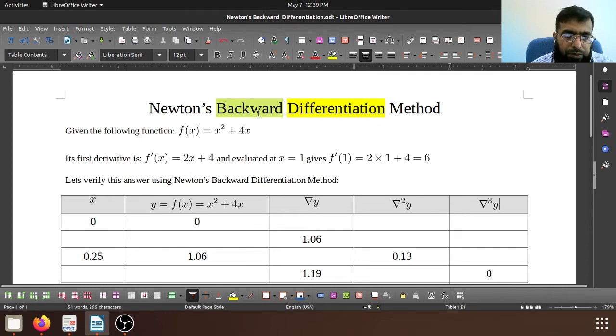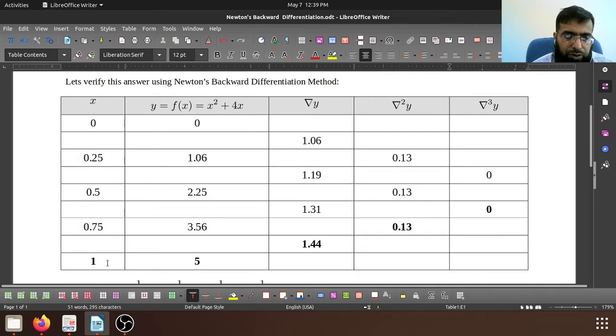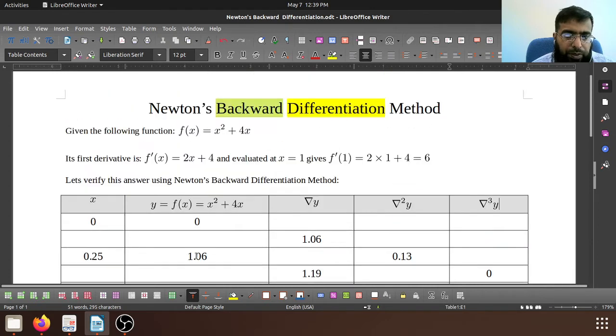This method, Newton's backward differentiation method, is used when we have to evaluate the derivative of a function near the end of the table. And the method we studied last time, Newton's forward method, is used when we have to evaluate the derivative near the beginning of the table.